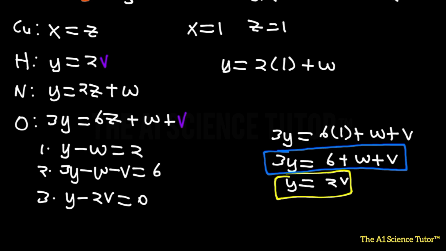Now on the equation side, we got 2. And for the second, we got 3, and that will be -1 for W and -1 for V. That's equal to a 6. Now for the last equation, we got 1 for Y, 0 for W, because there's no W in equation 3. Then for V, we have -2. And on the other side, we just got a 0.